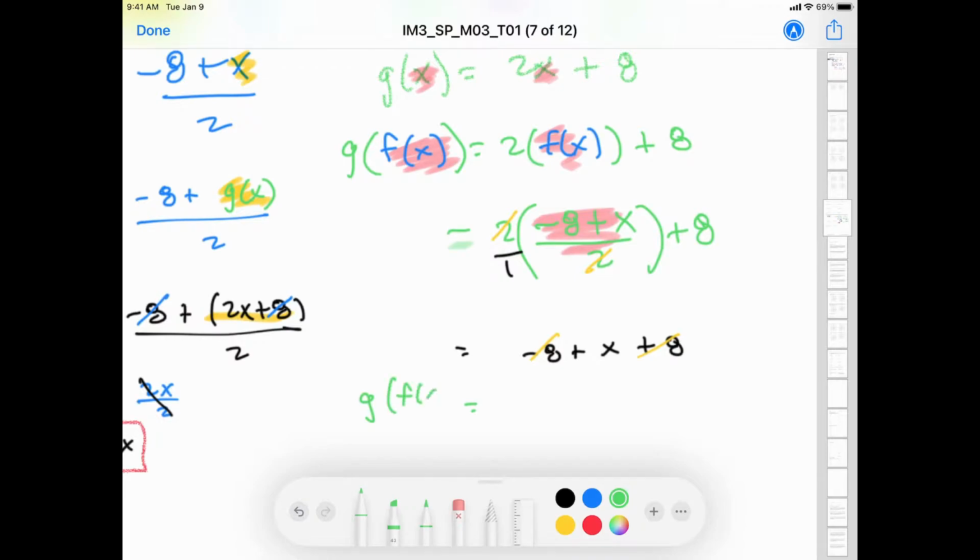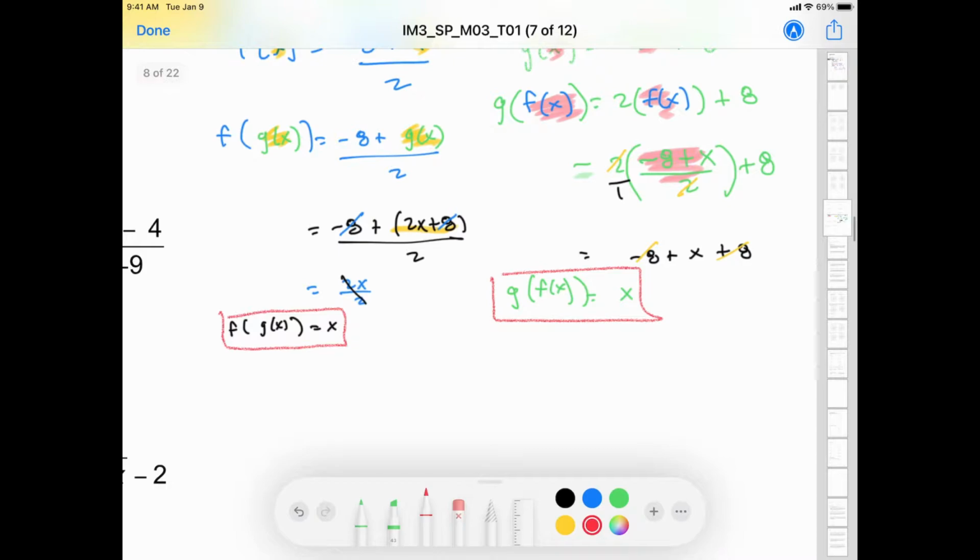So g of f of x equals x, and that is a good thing because now they're both equal to x, and if they're both equal to x, then we can say yes, they are inverses.